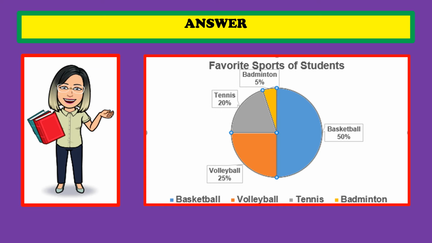Here is our result. For basketball, we have 50%, volleyball 25%, for tennis, we have 20%, and for badminton, we have 5%. So we have the legend for our graph.